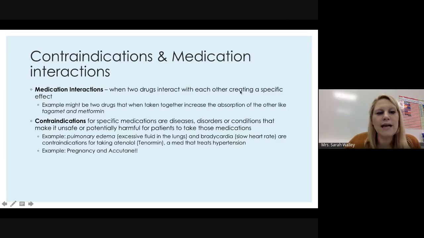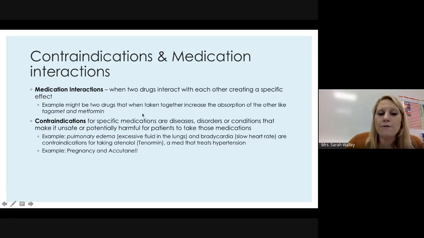And then contraindications and medication interactions. This is when two drugs interact with each other, creating a specific effect. Sometimes drugs interact with each other so they can make them absorb more or make them absorb less. For example, Tagamet and metformin, when they are taken together, it increases the absorption of the other. Sometimes that can be good, sometimes that can be bad because it may make it work more than it should.